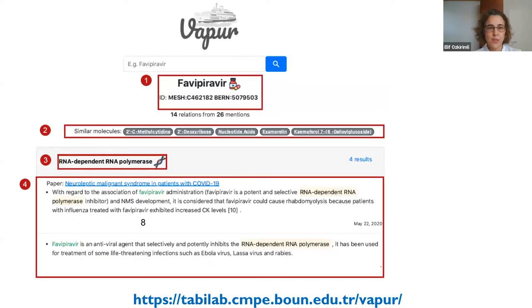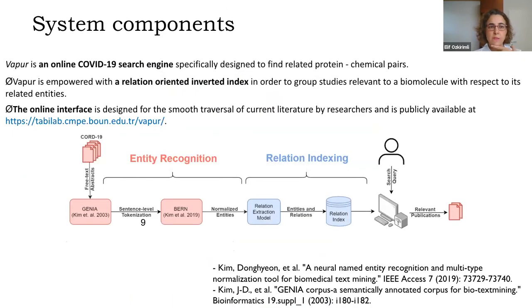So we have built this user interface where the user can search for either a protein or a compound to find the protein compound pairs from the currently available COVID-19 literature. The system components are as follows. It's an online search engine specifically designed to find related protein chemical pairs, empowered by a relation-oriented inverted index in order to group studies relevant to a biomolecule with respect to its related entities. This online interface is designed for smooth traversal, as a ship would do, of current literature by researchers, and it's publicly available.